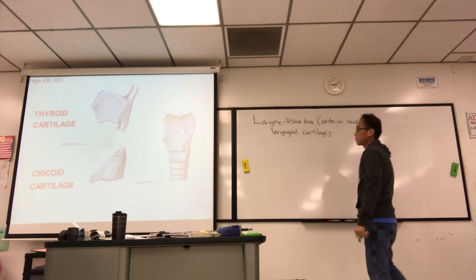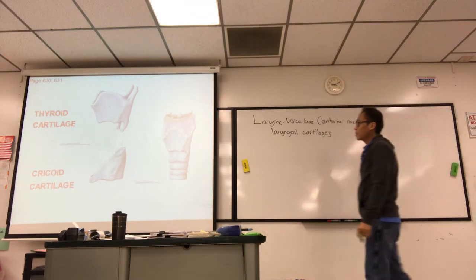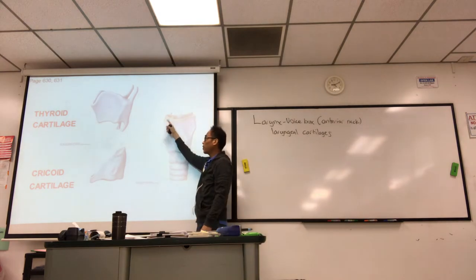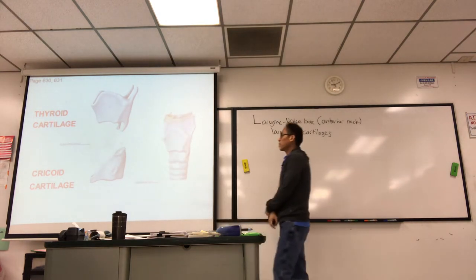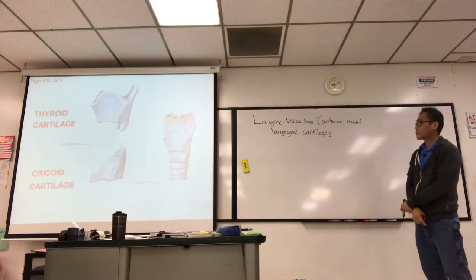Notice that there's really no bones of the larynx. There is the hyoid bone, which is technically not part of the larynx, but they do show it here. It's the attachment point for a lot of neck muscles, but we're focusing on the larynx here. And you can see that big shield-shaped thyroid cartilage.